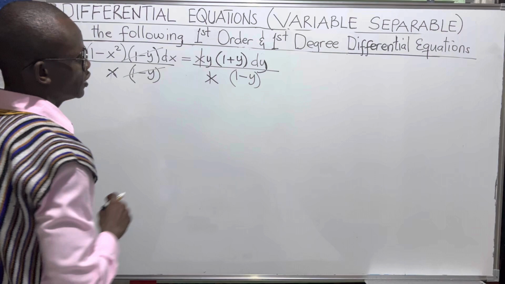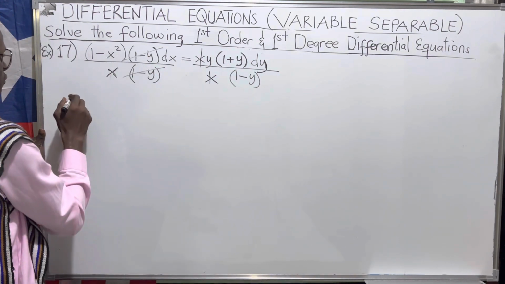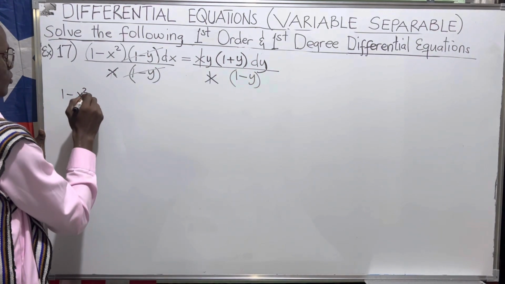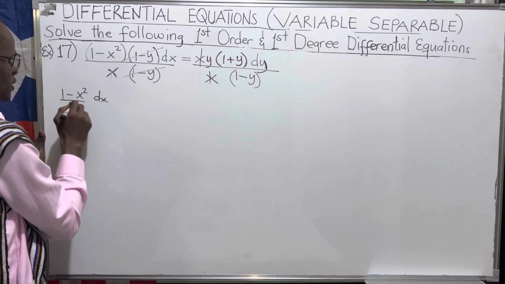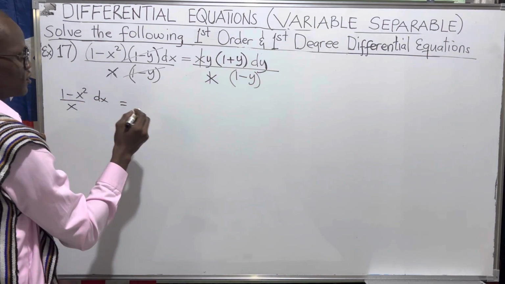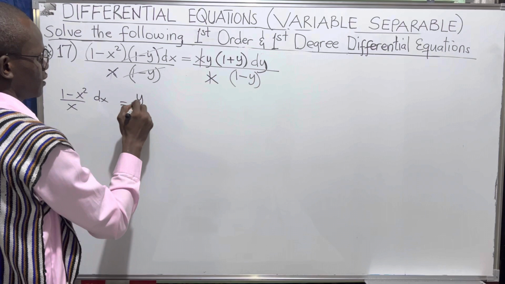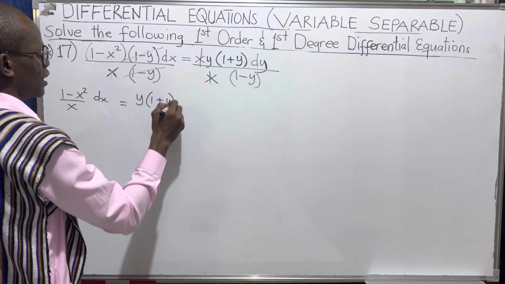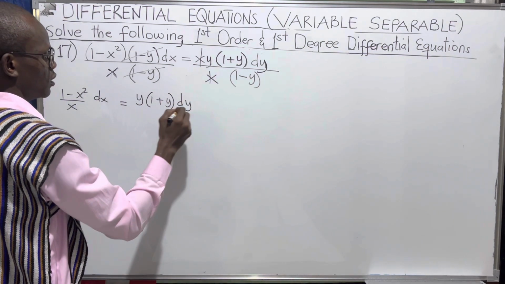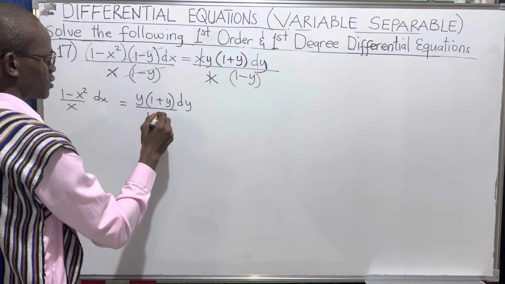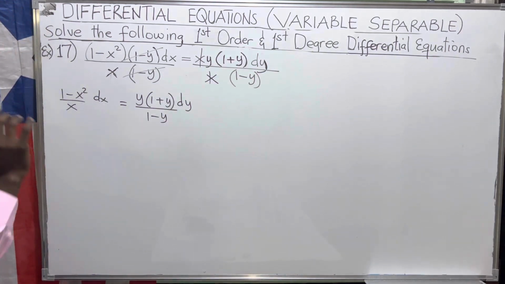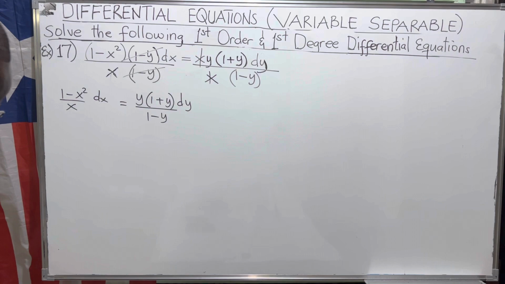On this side now we have (1 minus x squared) over x dx equals y times (1 plus y) dy all over 1 minus y. So that's the first step: ensure that we separate the variables.